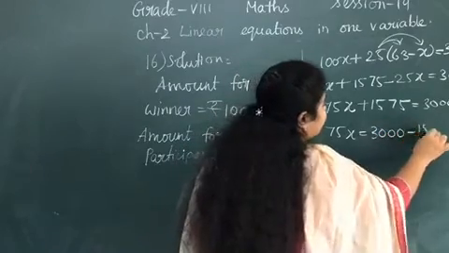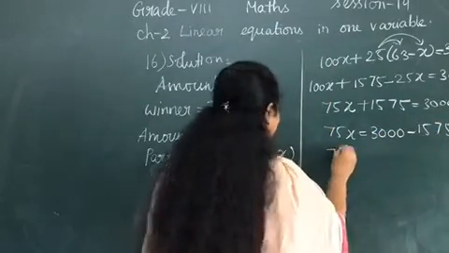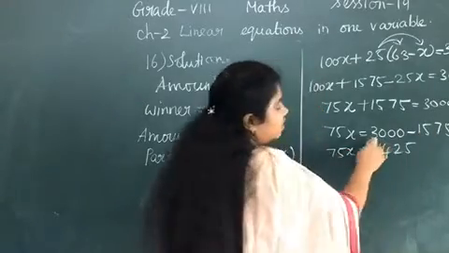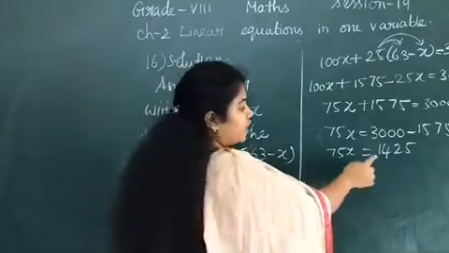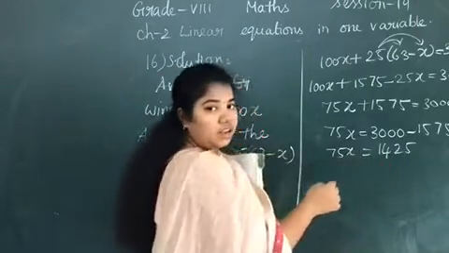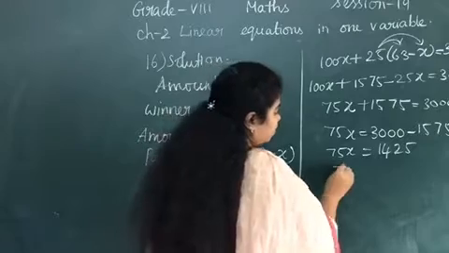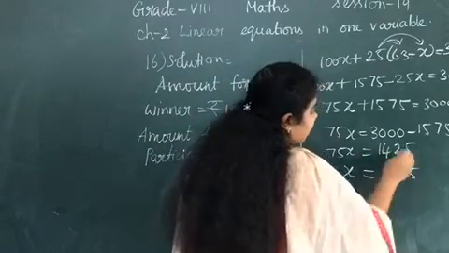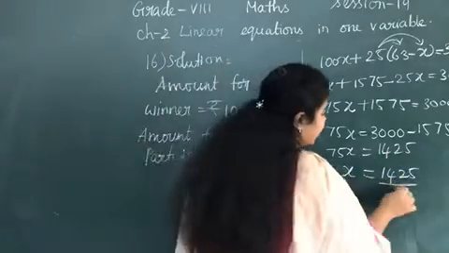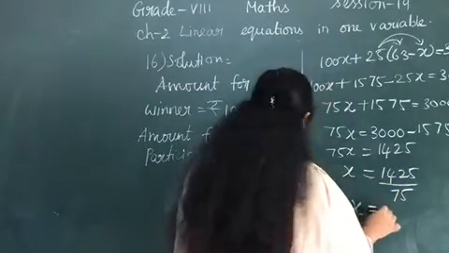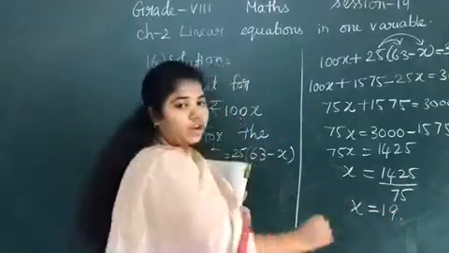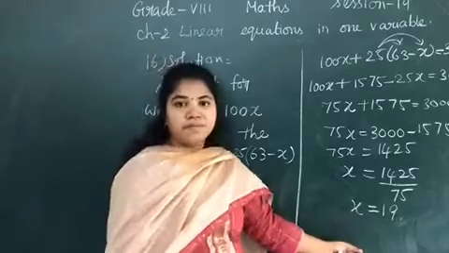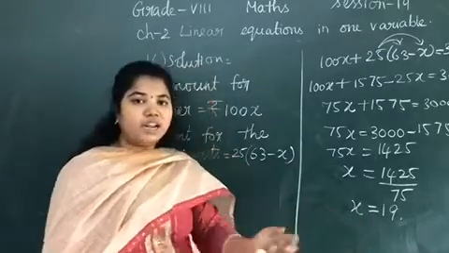3000 minus 1575. 75x is equal to, if you subtract 3000 and 1575, you are getting 1425. So keep the x here, take 75 to the x side, it is multiplication. When it goes to the right hand side, it becomes division. So my x value is 19. If you divide, you will get 19. So what is the number of winners here? It is 19. Can you understand? Are you clear with it? Again I will tell you, please listen.